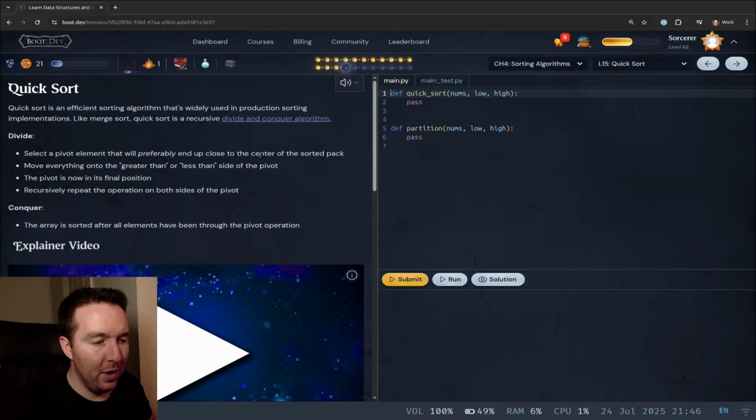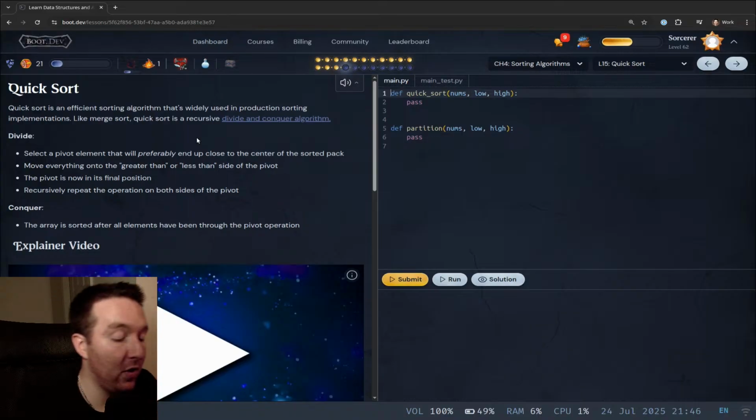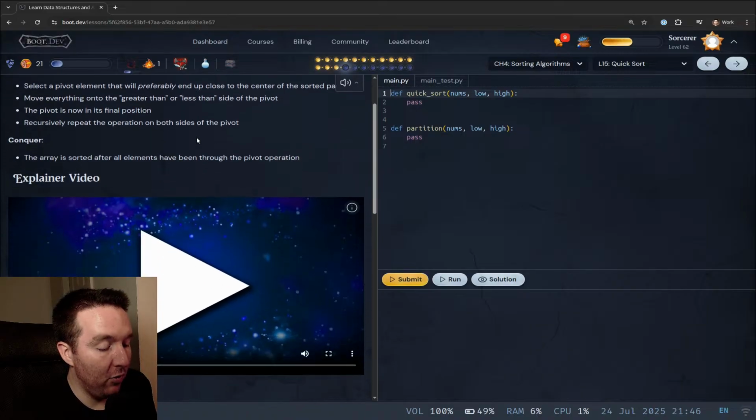Yay, we get to watch another Lane video. Huzzah! So quick sort is an efficient sorting algorithm that's widely used in production sorting implementations, like merge sort. Quick sort is a recursive divide and conquer algorithm. Divide: select a pivot element that will preferably end up close to the center of the sorted pack. Move everything onto the greater than or less than side of the pivot. The pivot is now in its final position. Conquer: recursively repeat the operation on both sides of the pivot. The array is sorted after all elements have been through the pivot operation.